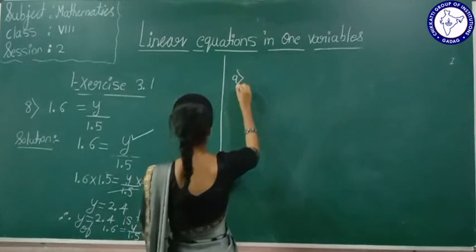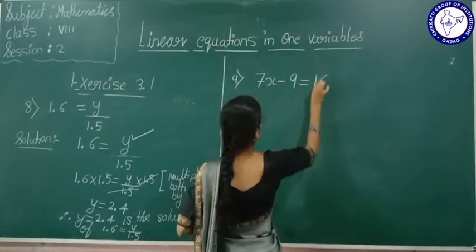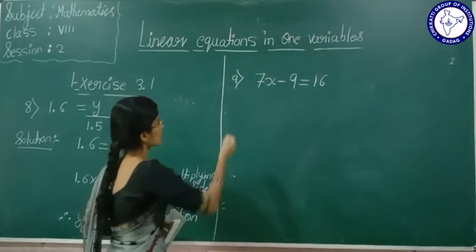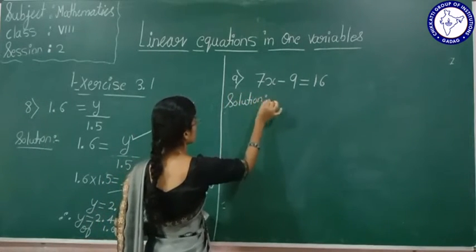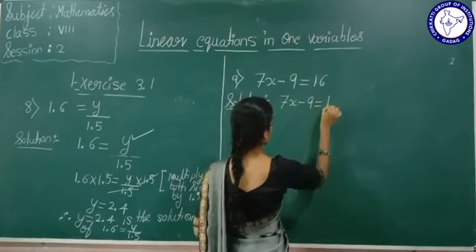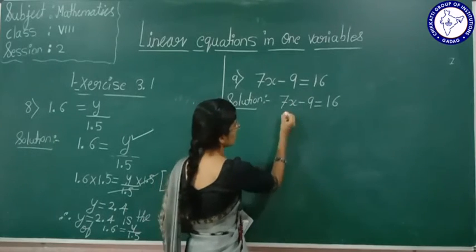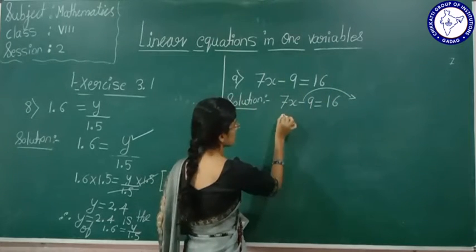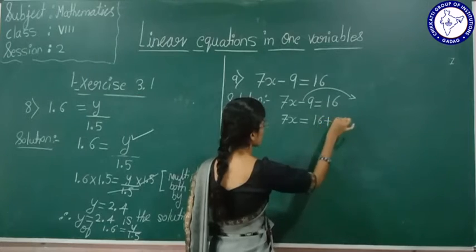So 9th one, 7x minus 9 is equal to 16. See here students, we will write the solution. In the solution, first we will write the given: 7x minus 9 is equal to 16. Next, we will transpose this 9 to the RHS. That will become 7x is equal to 16 plus 9.